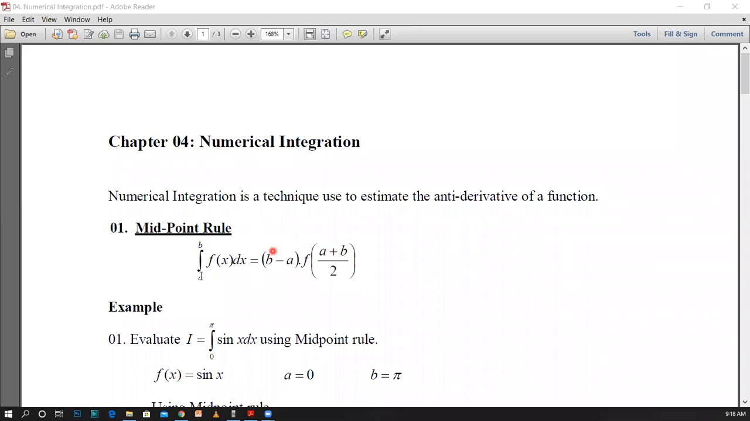It is the difference between the upper limit and the lower limit. Then it has to be multiplied with the midpoint value of this limit substituted in the function. (a plus b) divided by 2 is the midpoint value for the range a to b, and you have to obtain the midpoint value, and then substitute it in the function.